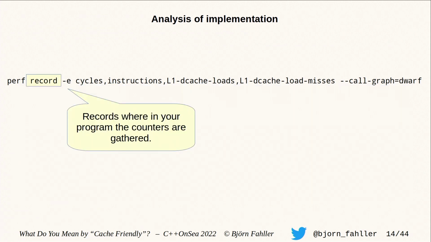But back to perf. Perf record works statistically. It's polling frequently, getting all the counters. This means that you get a statistical view of where your program spends its time. Where do the counters move? Where do they increment?